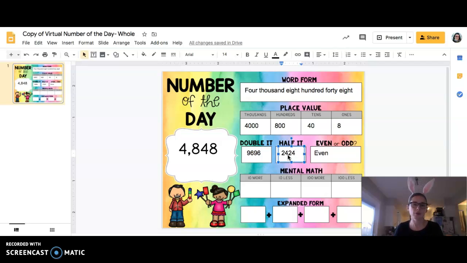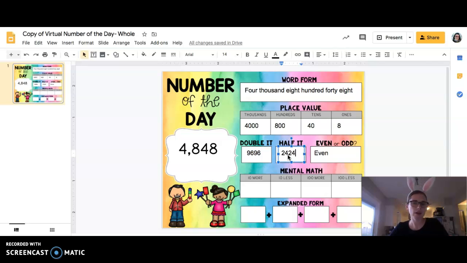This one is definitely going to require a little bit more thinking than the other ones we've done so far. You're probably going to want to have at least a scratch piece of paper. Not every single number of the day is going to end up in the thousands. Some will be tens, hundreds, some might even be decimals, but when we get into decimals, I'll do another set of videos to walk us through that.